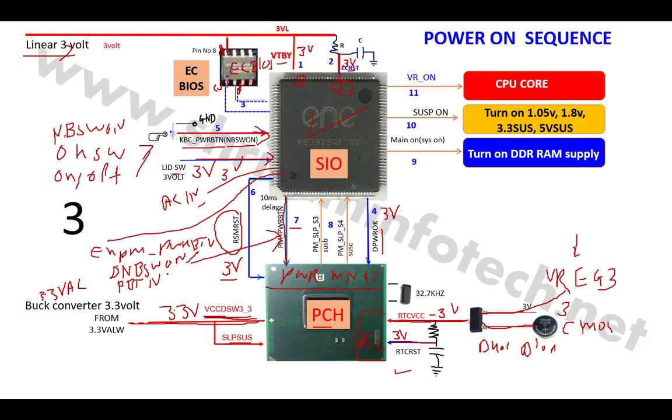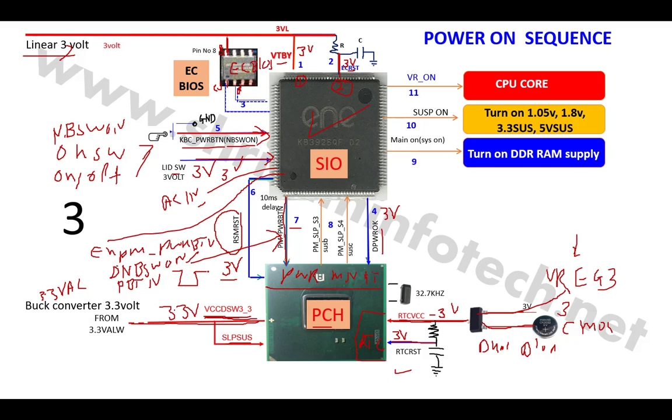When you connect a multimeter at the SIO at that PM power button, you will get a 3.3 volt pulse generated. SIO sends one 3.3 volt pulse to the PCH, saying that the power button is pressed. So you have to check this signal with a multimeter. Now the PCH will come to know that the power button is pressed. It gets the information.